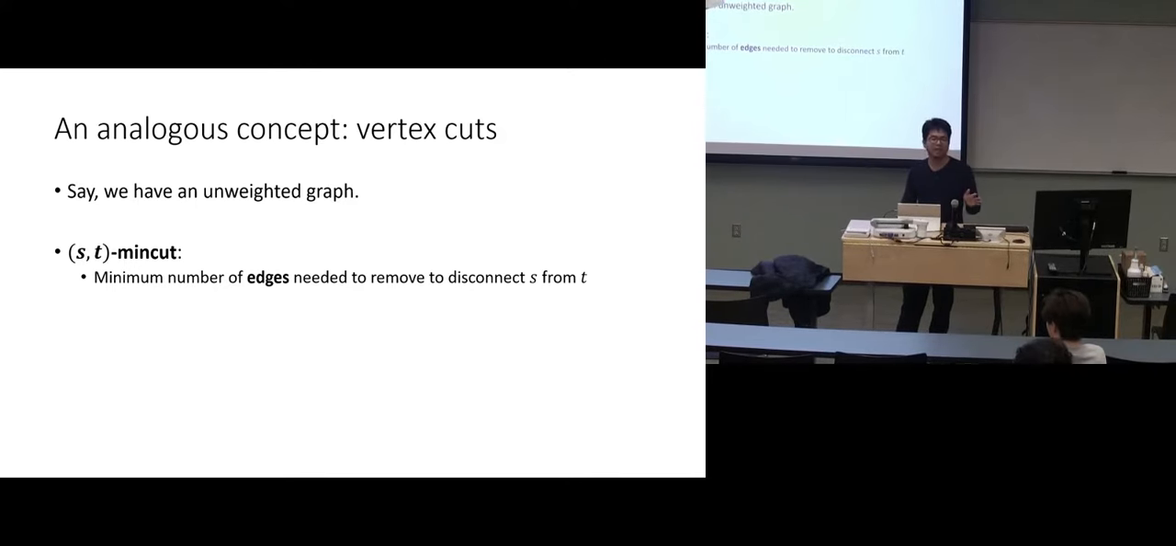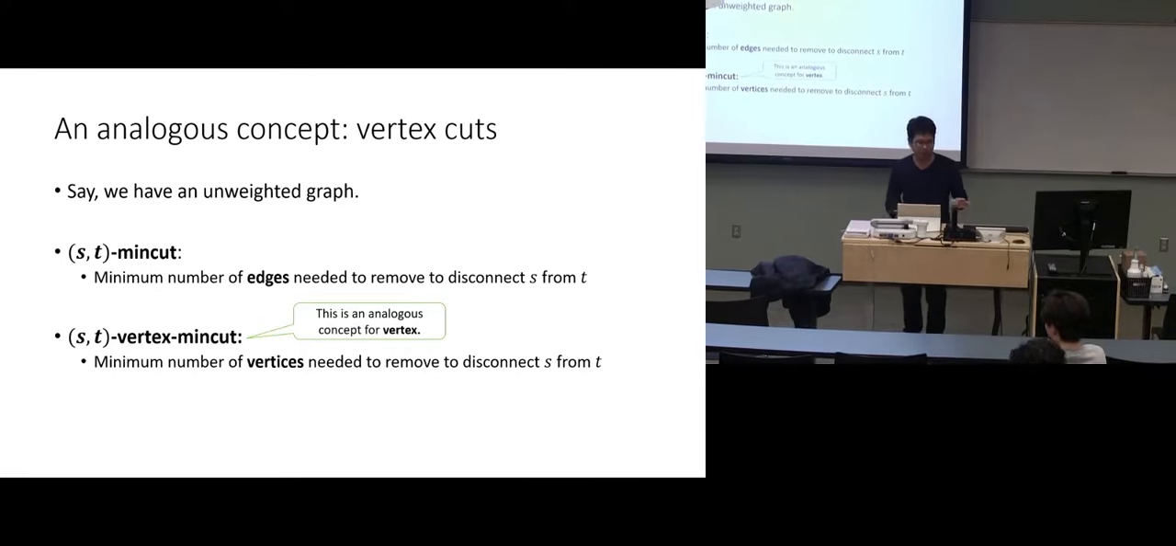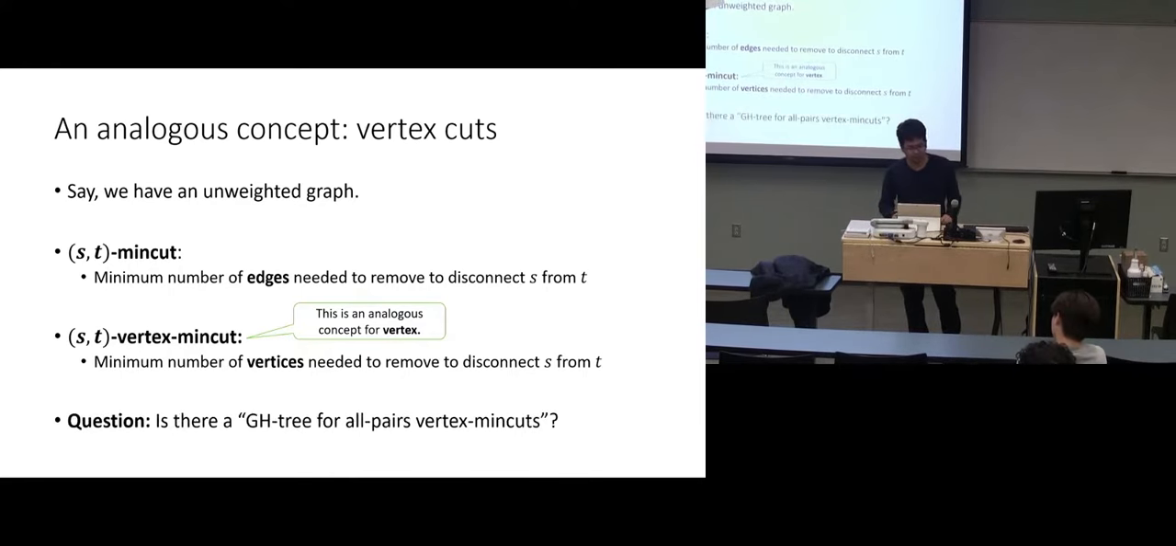But once you put it like this, it's very analogous. It's natural to ask how many vertices you need to delete to disconnect S and T from each other. That's called ST vertex min cut, the number of vertices you need to delete. So once you define it like this, it's natural to ask: is there something as amazing as the Gomory-Hu tree for vertex min cut?